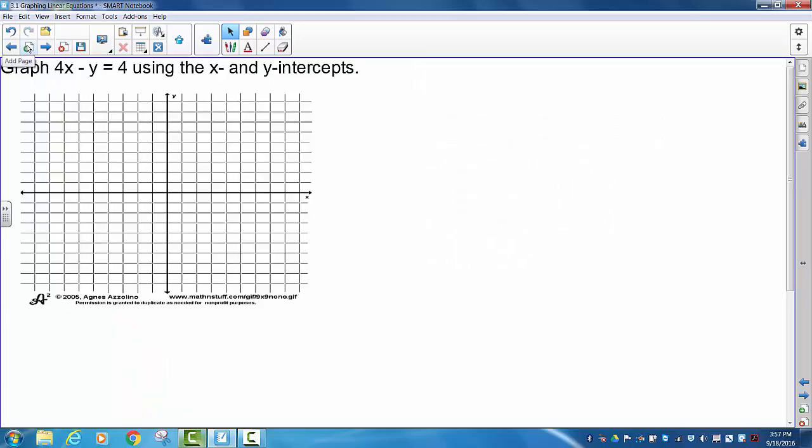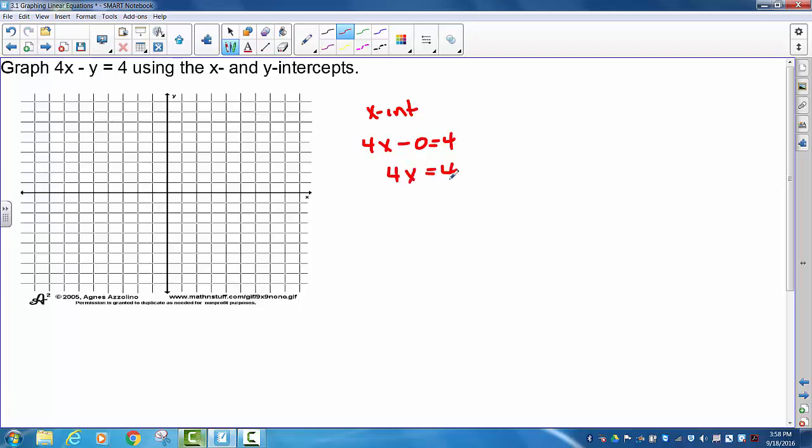Alright, your turn. Graph 4x minus y equals 4 using the x and the y intercepts. Pause the video, try it, and come back to me. Okay, so we've got 4x minus y equals 4. The x-intercept occurs where the y is 0. So we go 4x minus 0 equals 4. 4x equals 4. Divide by 4, divide by 4. X equals 1. So we come over here to 1 and we put our dot.